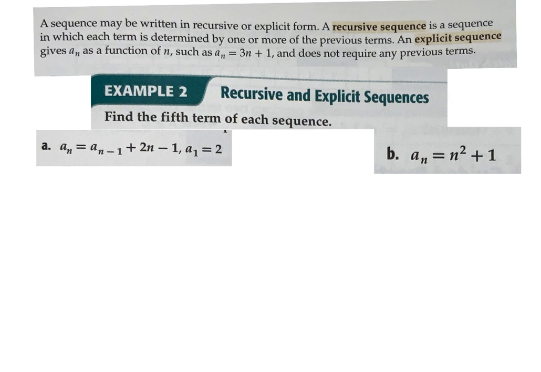And so here are two examples. It wants us to find the 5th term of each sequence. The first one would be an example of recursive, okay? The way that you know that I'm looking at recursive here is this guy right here, a sub n minus 1. That means the term in front of the term we're talking about, okay?